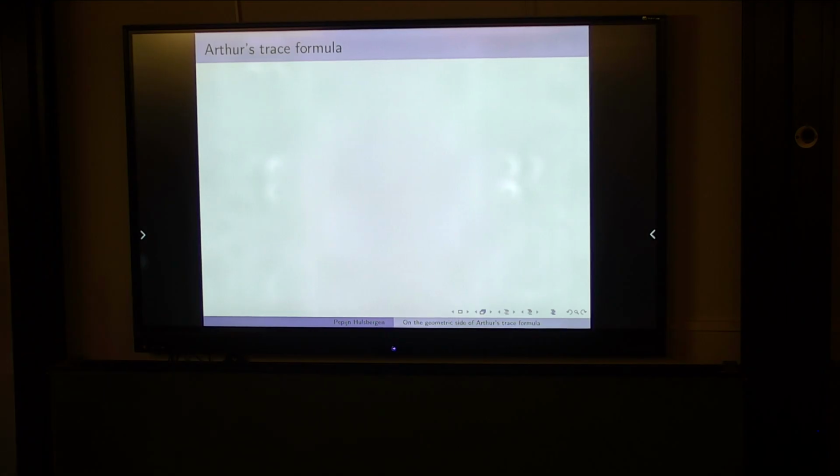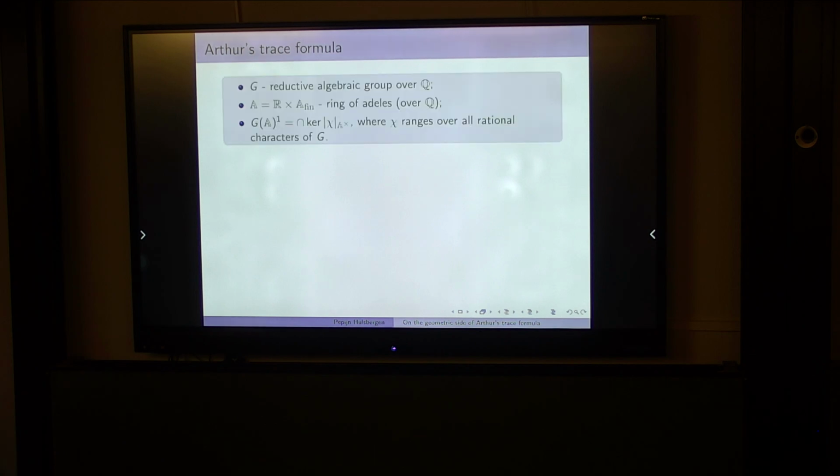Exactly. So maybe first start with Arthur's trace formula. What are the notations we should use? G is a reductive algebraic group over the rationals. One also could use a number field, but now let's just restrict to Q. A is the ring of adeles over Q. And this subgroup G(A)^1 is not really necessary, but just for the sake of completeness.